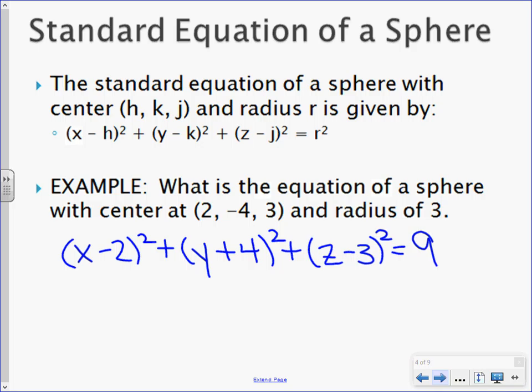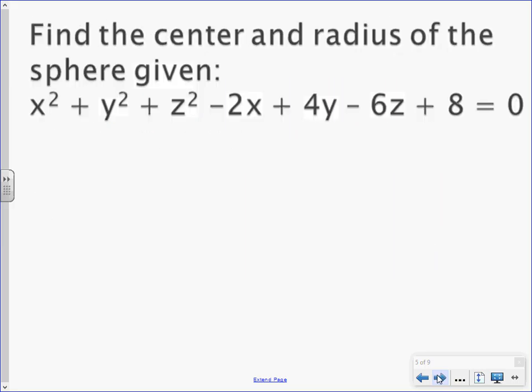Okay, so in your homework tonight, you're not always going to get straightforward problems like this. You may need to use the midpoint and or the distance formula to help you come up with the center and radius so that you can write the equation of the sphere. Okay. Other problems you may see.